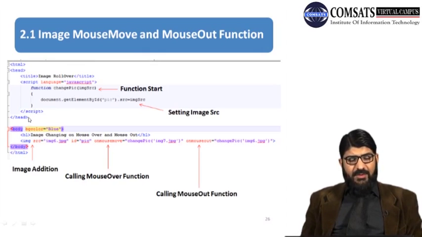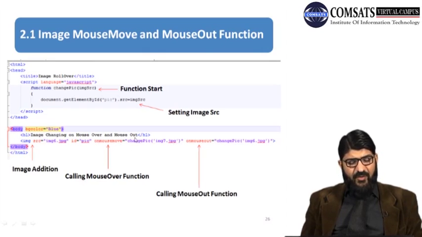The script is closed, the head tag is closed, the body tag is started, where the background color is assigned as blue. The heading in the body tag will appear as image changing on mouse over and mouse out. Let's see, the image source is given as image6.jpg, which is referred from the local directory, and the ID assigned to this image is pic, which is used in document.getElementById, and then the actions are mentioned: on mouse move, change the pic to image7.jpg.